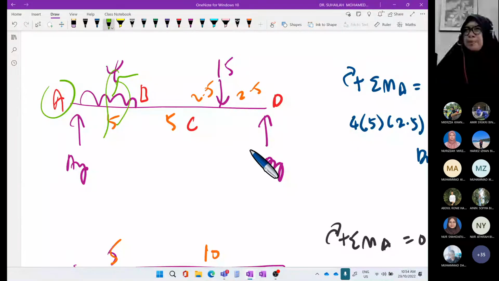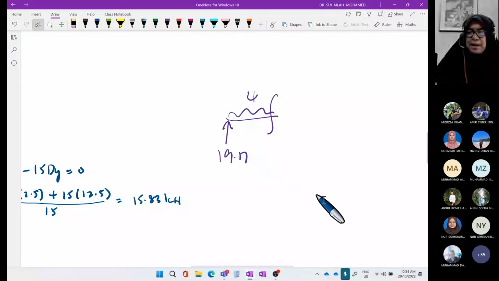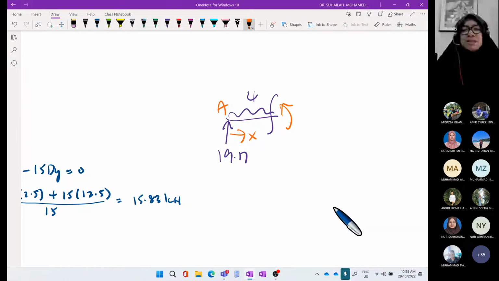Tadi kita dapat berapa tadi? 19. Is it 19? Sini 4 tadi kan? 4. 19.17 isn't it? Yes, 19.17. Moment is counterclockwise sebab origin start from A. Origin from left, moment. So this is M naught lah. This is M naught.